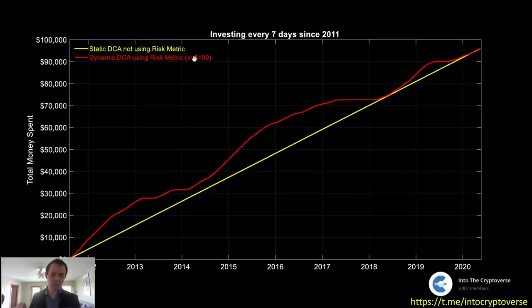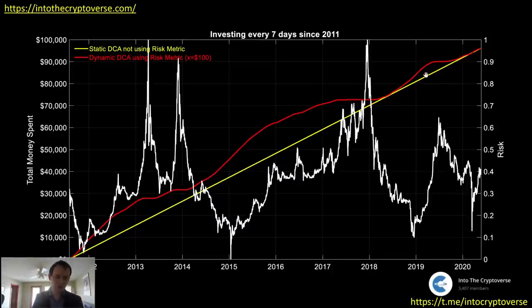So this means you don't put money in when the risk is above 0.5. Ultimately, you're putting in the same amount of money over time, so I made sure that you're putting in the same amount. Let's see how much more Bitcoin you would have accumulated.